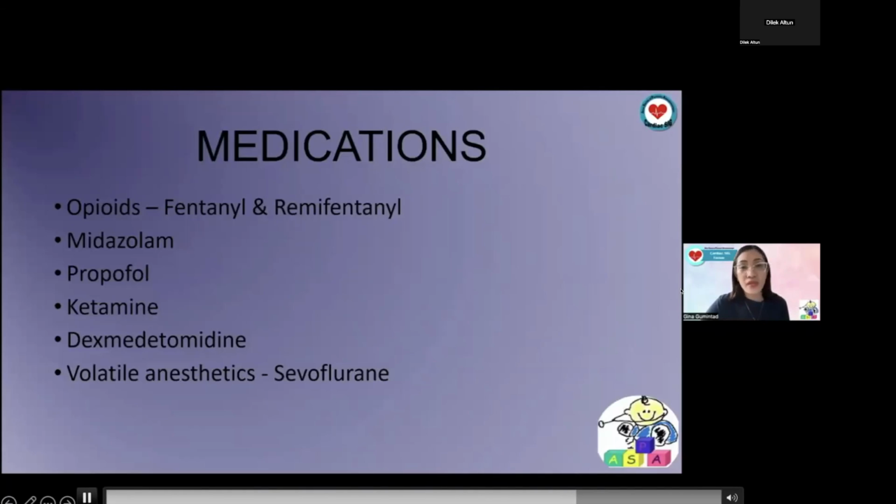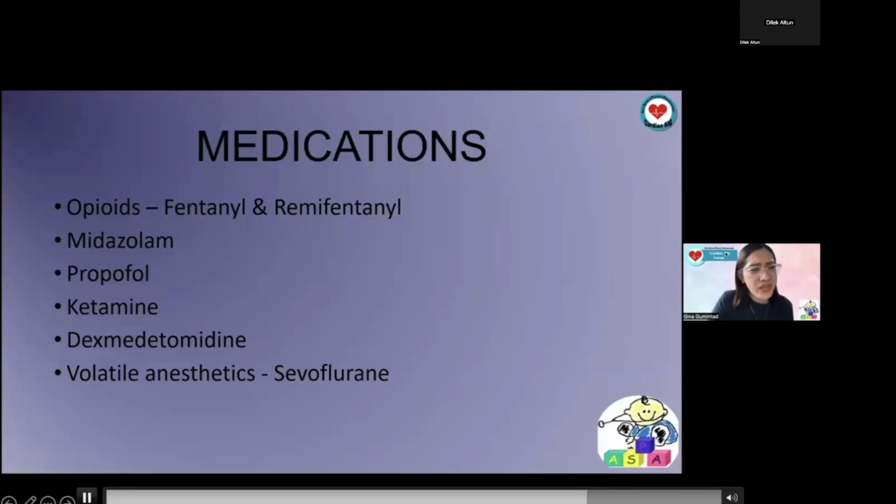And then another medication that we use is midazolam. Midazolam is a short-acting benzodiazepine. So it induces sleep, it gives sedation, it reduces anxiety of the patient, and it gives anterograde amnesia, as well as muscle relaxation and anticonvulsant effects. So we give this at a dose of 0.05 to 0.2 milligram per kilogram, also titrated.